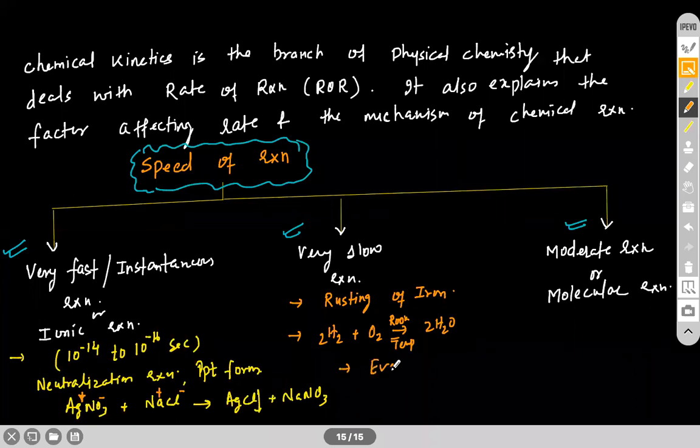Evaporation process. However, evaporation is not a reaction, but it is also very slow. You should not write this one, just let it be. Evaporation is not a reaction. But why I'm mentioning it is because H2O liquid is converting into H2O gas. The process is there, and that process is also very slow. Moderate reactions are what? These are the reactions which proceed with a moderate rate, not very fast and not very slow, right? For example, we have growth of bacteria.